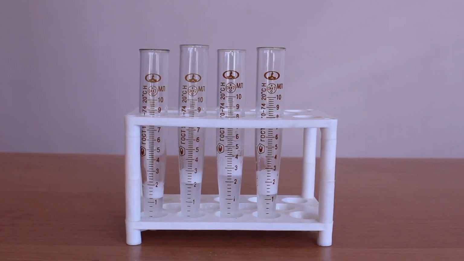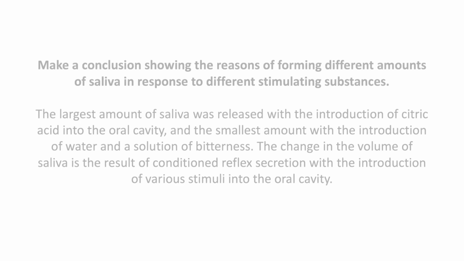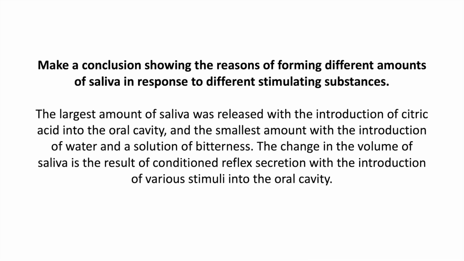After that, the volume of saliva in each tube is compared. Data is entered into the table. Different volume of saliva is the result of conditioned reflex secretion to various stimuli.